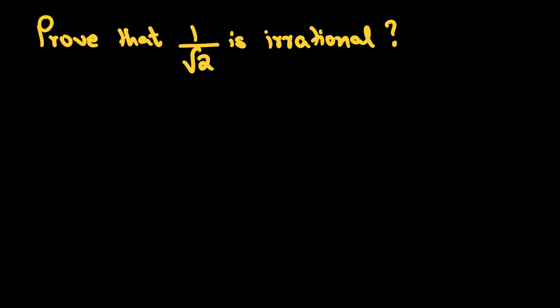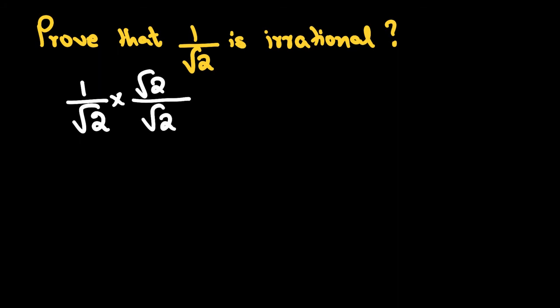Let's try this. Prove that 1 over root 2 is irrational. First, before we even proceed with that, let's rationalize the denominator, which we have learned in our lower grades. Rationalizing the denominator: we multiply and divide by root 2, which will be equal to 1 times root 2 is root 2 over root 2 times root 2 is 2. So 1 over root 2 can be written as root 2 over 2.